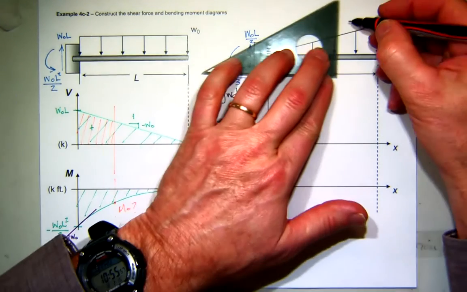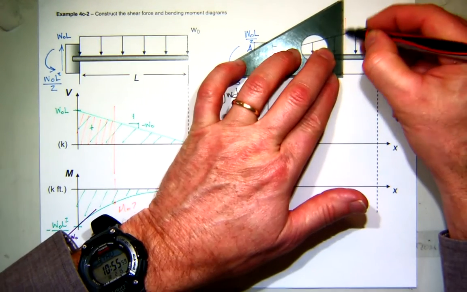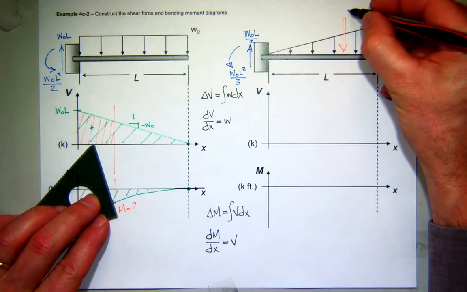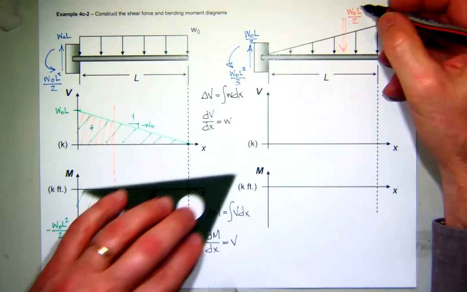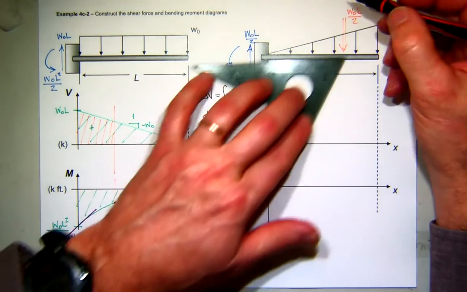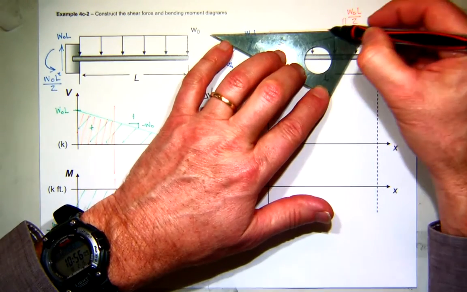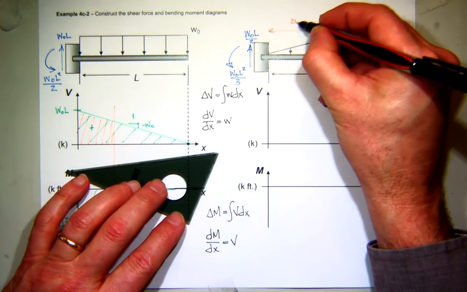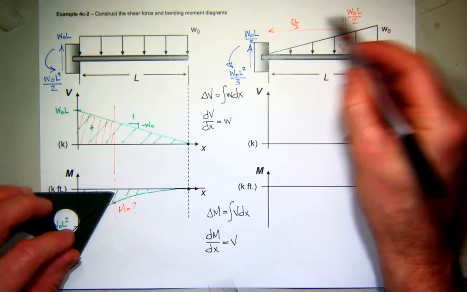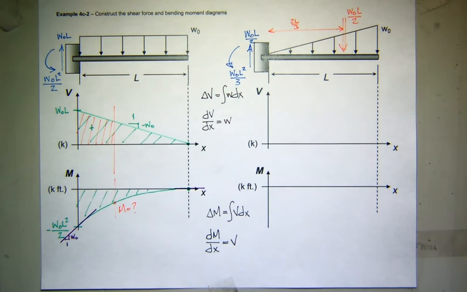I did just want to quickly show you that the resultant force of that is W naught L over 2. So summing forces, that's how I get that. And then the distance from the wall or the support to here would be 2L over 3. You multiply those together, that's how I got that. Without going through all the formal equations of equilibrium, I just kind of show you that.